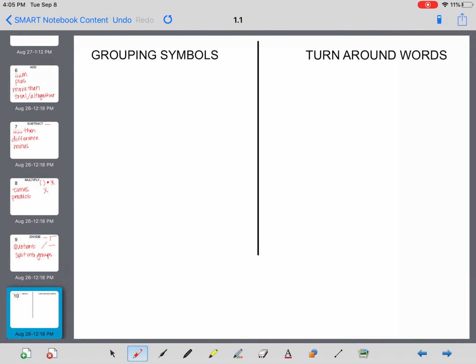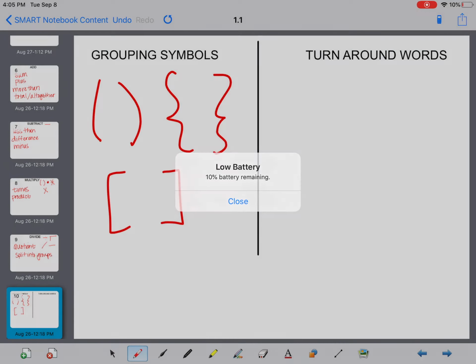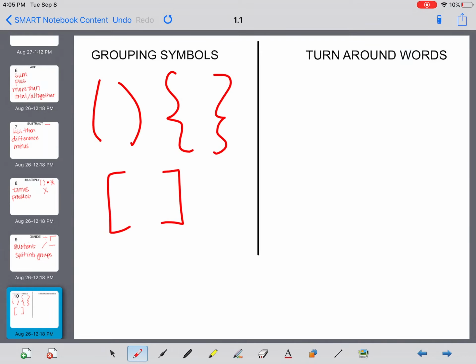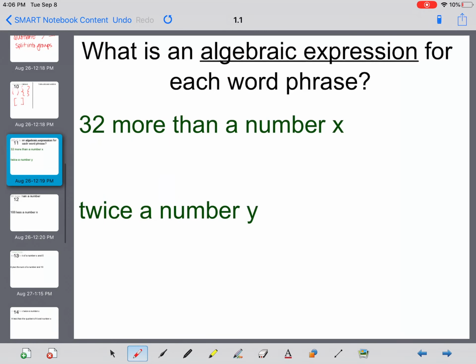All right, grouping symbols. When they say grouping symbols, they mean like parentheses, brackets, like this. And I'll give you some examples of words that will help you once we get into the next. Turnaround words, sometimes you need to look twice. And there are some words that tell you that instead of writing it exactly how the sentence says it, you need to actually flip it around. Those examples will come up.